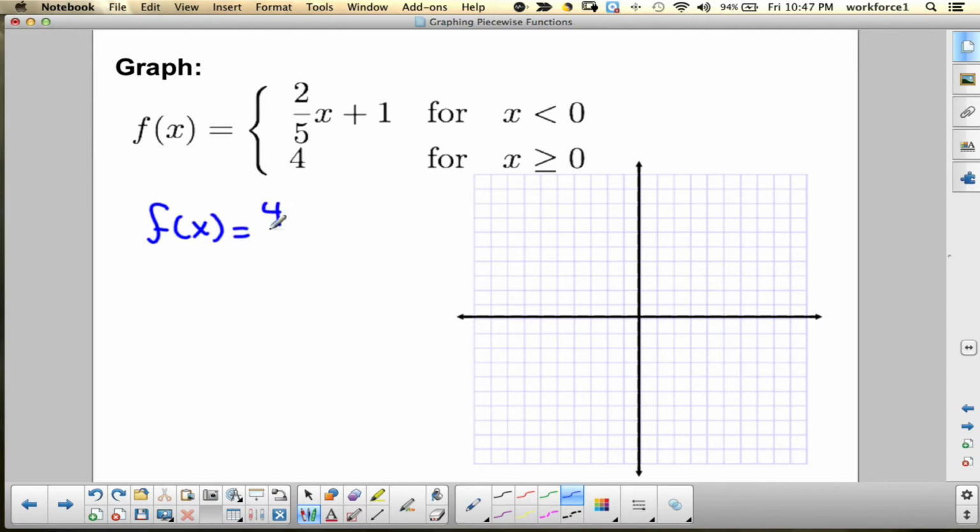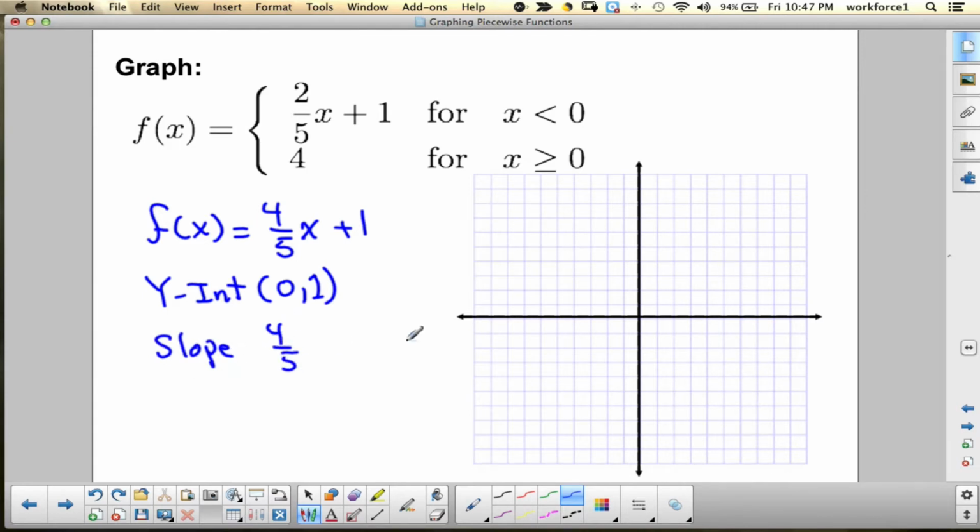So f of x equals 4 over 5 x plus 1 has a y-intercept at 0, 1, and a slope of 4 over 5. So we're going to start this graph by going to point 0, 1. We're going to go 4 units up, and we're going to go 5 units to the right. And we're going to draw this function.